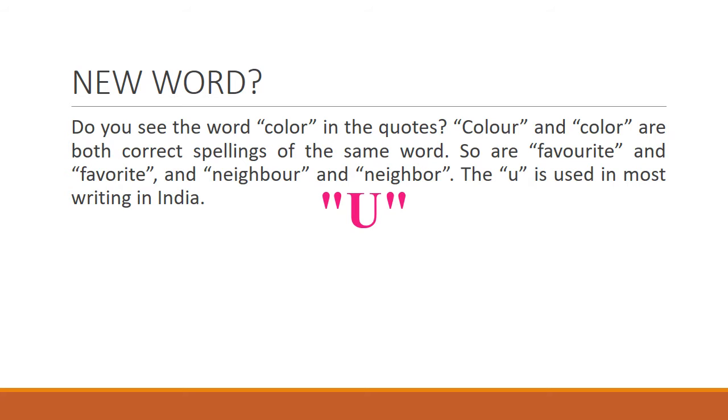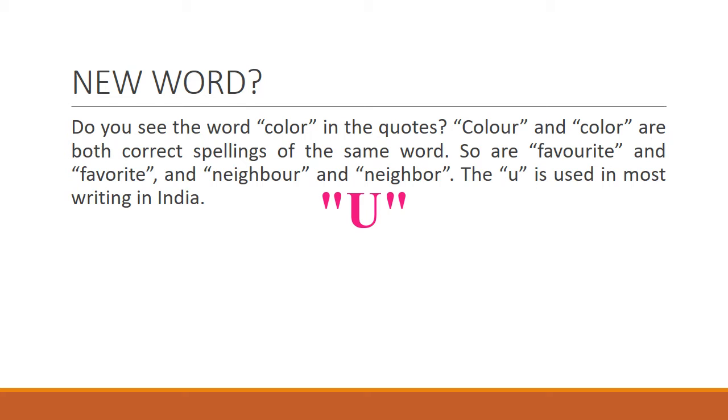New word. Do you see the word color in the quotes? COLOUR and COLOR are both correct spellings of the same word. So are favorite with a u and favorite without a u, and neighbor with a u and neighbor without a u. The u is used in most writing in India.